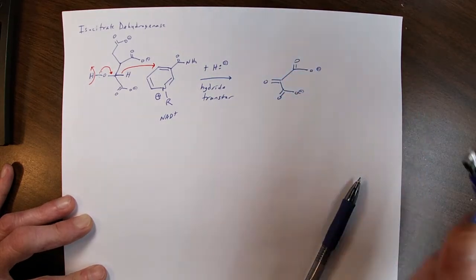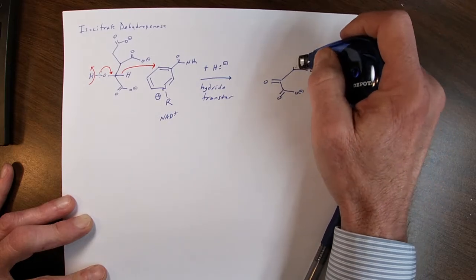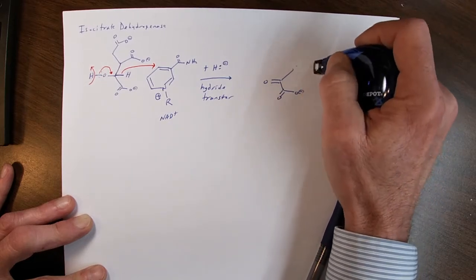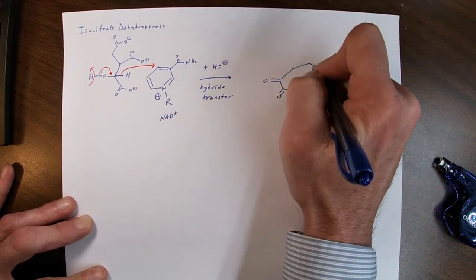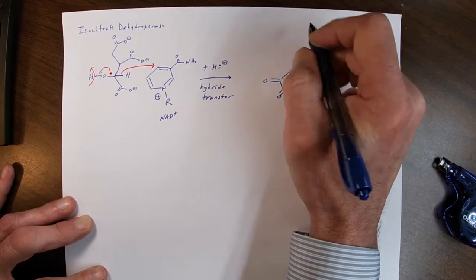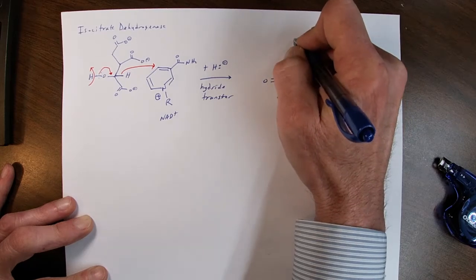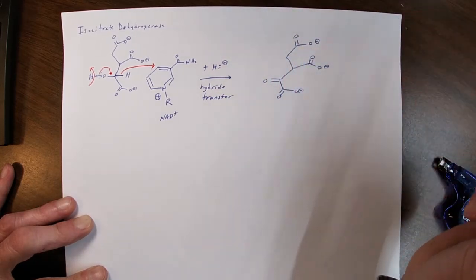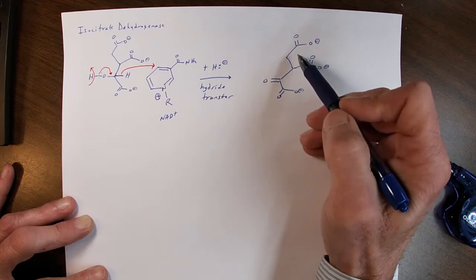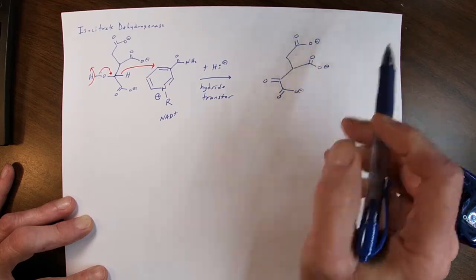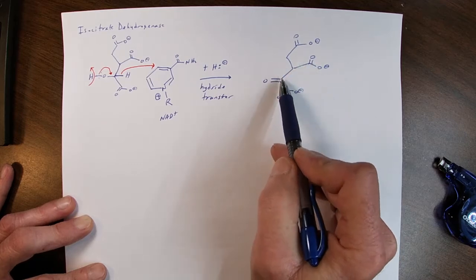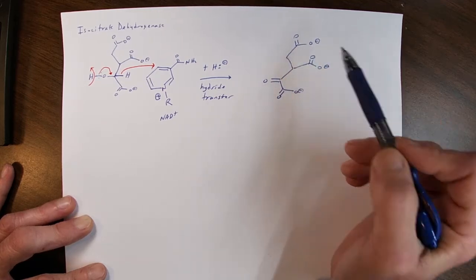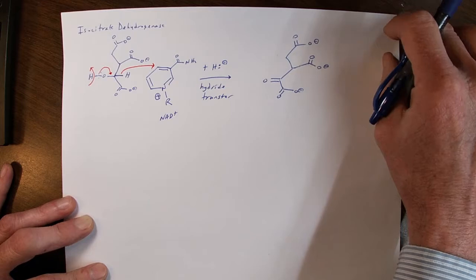Oh, I left out a carbon. Oh my gosh. Sorry. Okay. So again, this is from the acetyl-CoA. This arm is from your oxaloacetate. 1, 2, 3, 4 carbons from the oxaloacetate, the 2 from the acetyl-CoA.